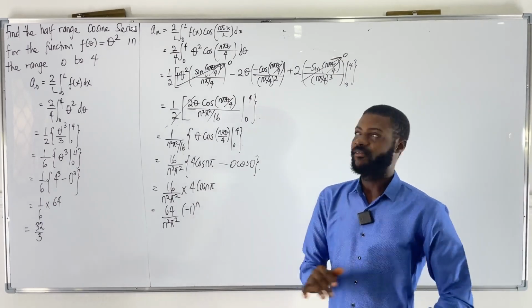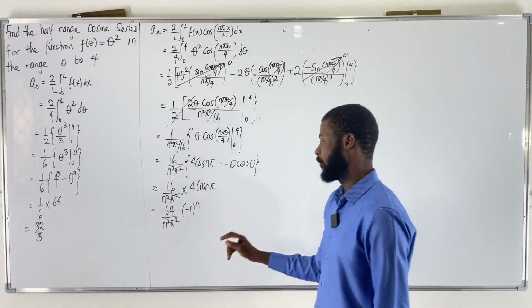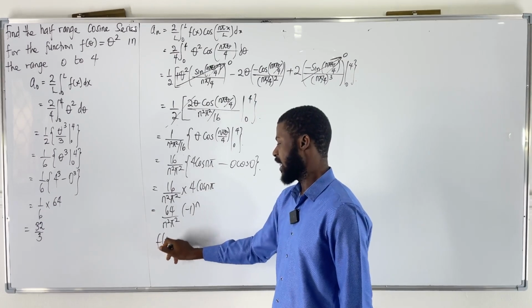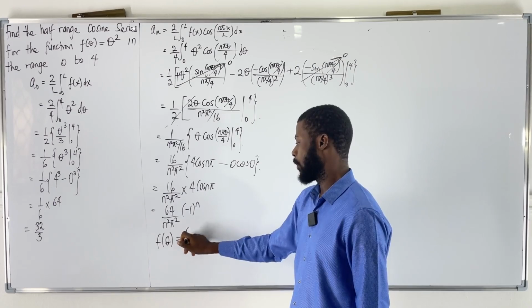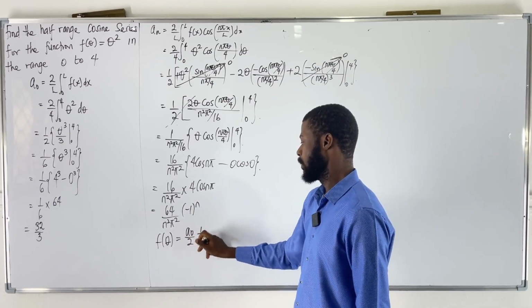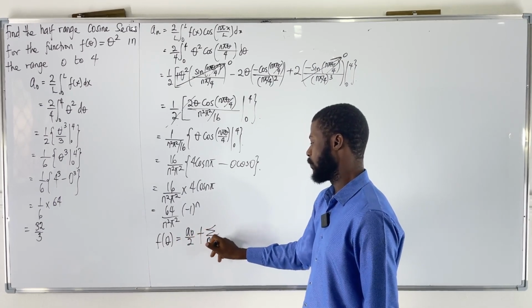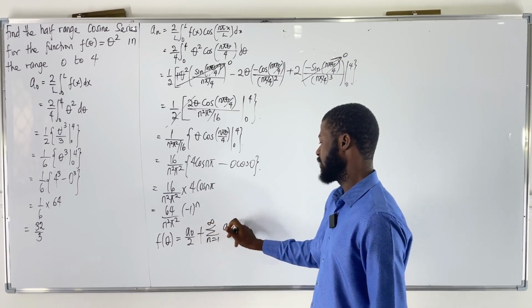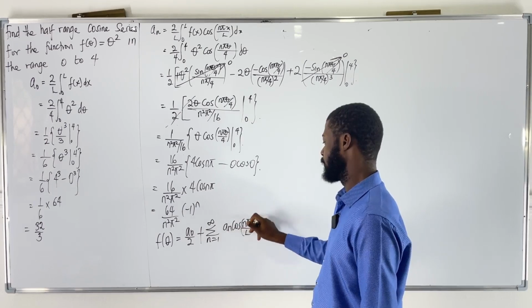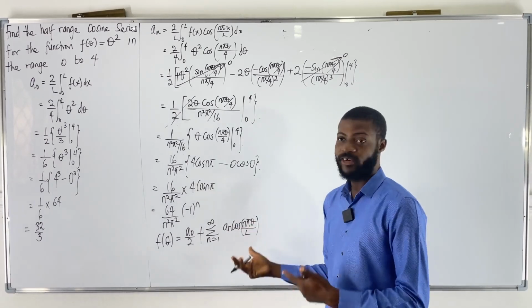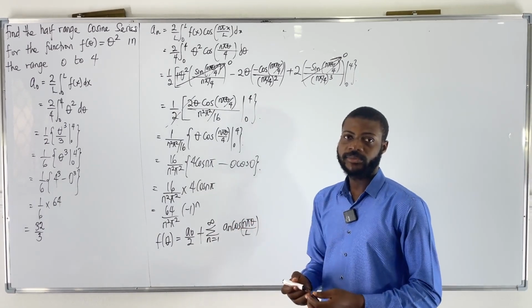Now, we can get our Fourier series. Now, f of x, okay, so this is theta. So f of theta is equal to a naught over 2 plus the sum from n equal to 1 to infinity of a sub n cos n pi theta over L. So this will be the formula for our function.